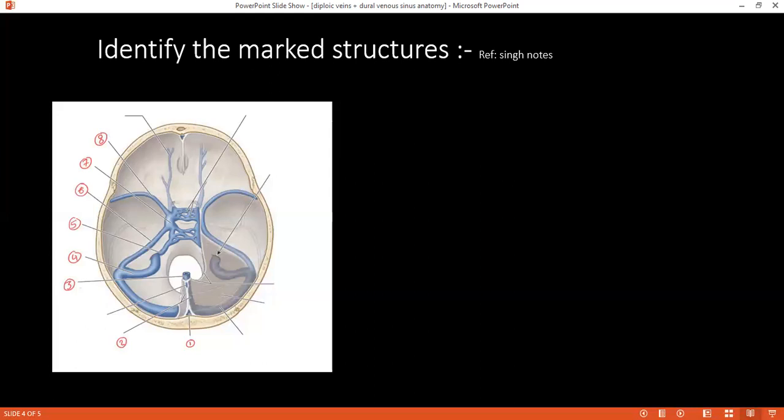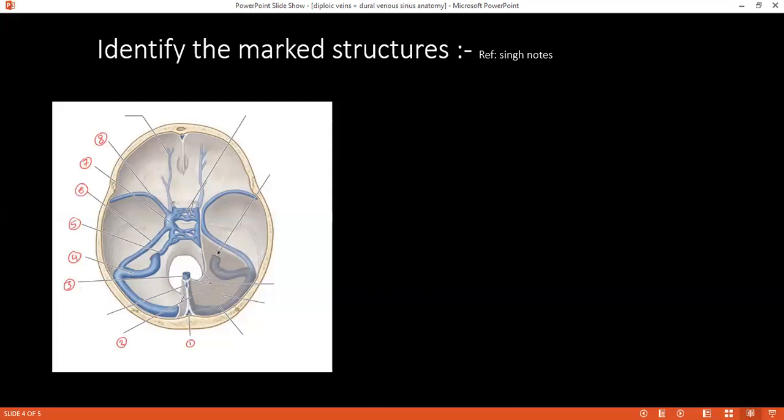Can you tell me how you would broadly classify dural venous sinuses? Paired and unpaired. Very good. Paired sinuses, from anterior to posterior: sphenoparietal sinuses, then the superior and inferior petrosal sinuses, cavernous sinuses, then transverse sinus, sigmoid sinus. These are the paired sinuses. The unpaired sinuses are superior and inferior sagittal sinus, and straight sinus.